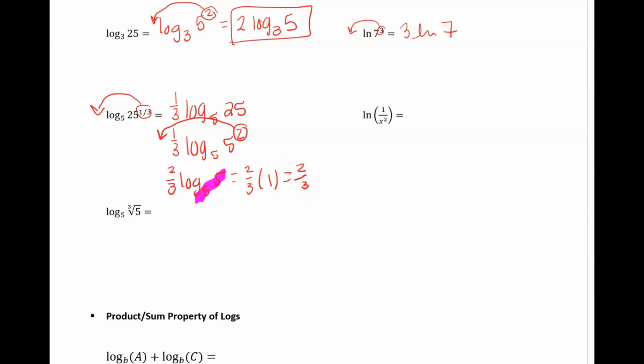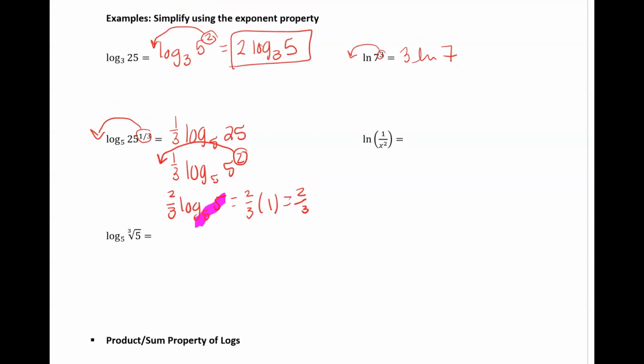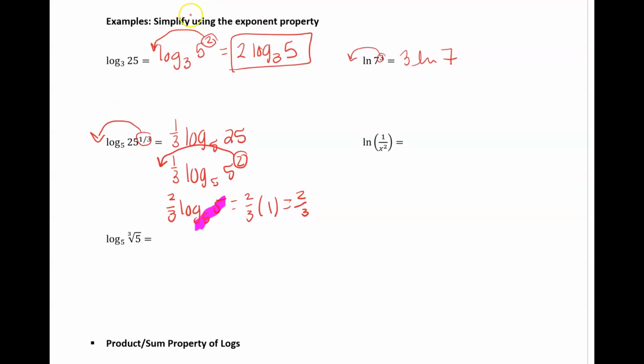So in this problem, look at the instructions. The instructions say simplify. So if I'm simplifying, I want to simplify as much as I can. So I had to apply that exponent property twice. I started to see something that looked like what we did in the previous section. I changed it to a 1, and I was able to simplify this all the way up into a 2/3.